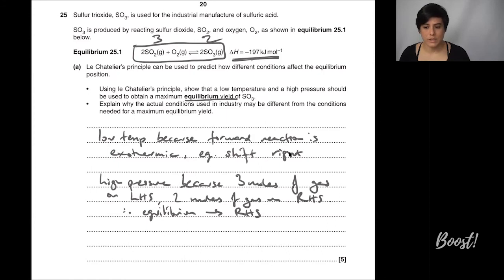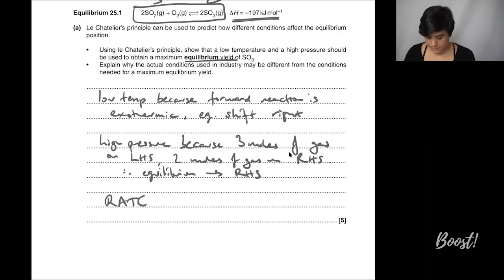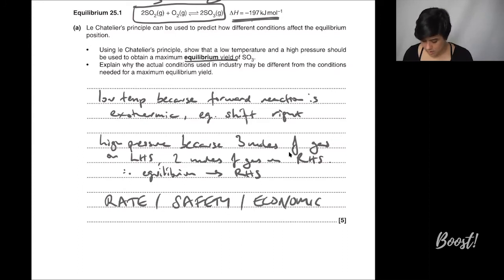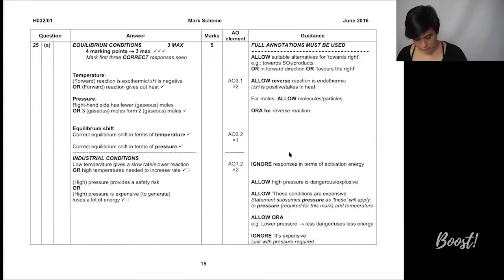Then explain why actual conditions used in industry may be different from the conditions needed for maximum yield. And then you would talk about considerations of rate, perhaps safety, because it may be dangerous to maintain a very high pressure, and economics, i.e. cost of the reaction. So perhaps we might want to have a higher temperature and a higher pressure for the rate consideration, but we wouldn't want to have too high of a cost. So we want to be able to balance all these different things. And we'll just flick to the mark scheme to check what it talks about there.